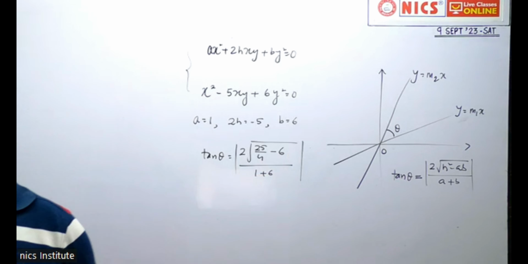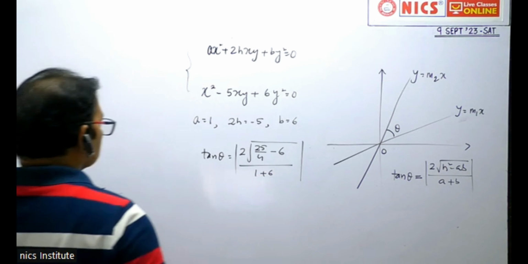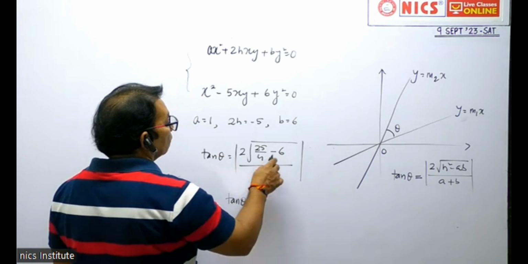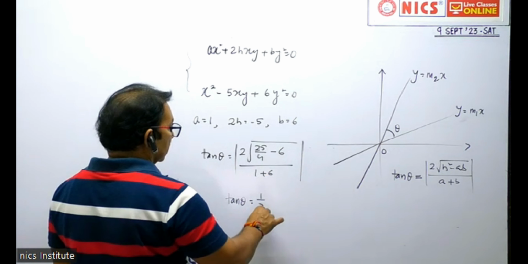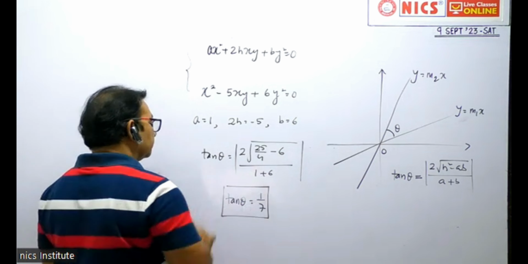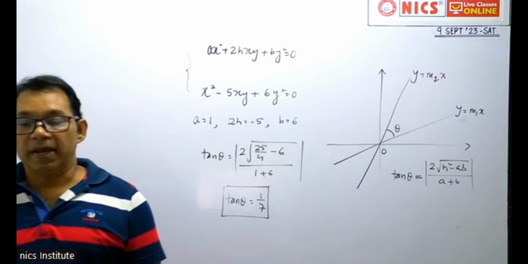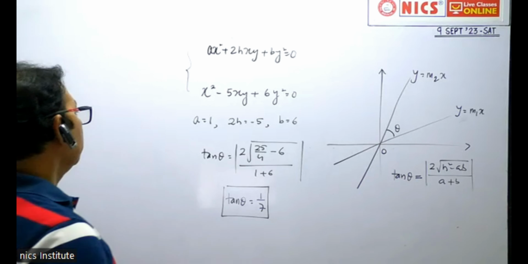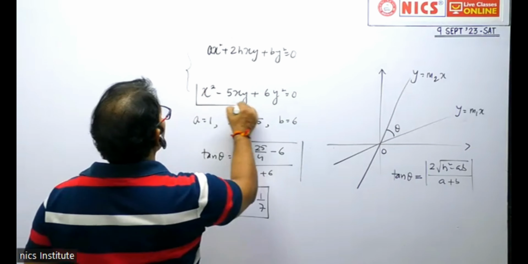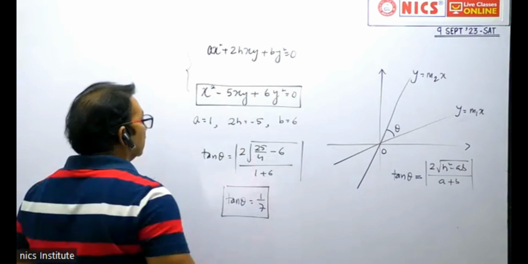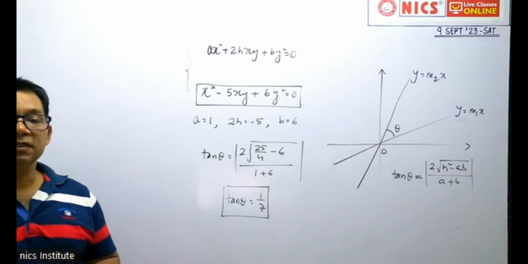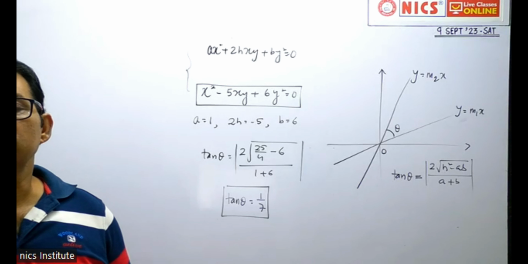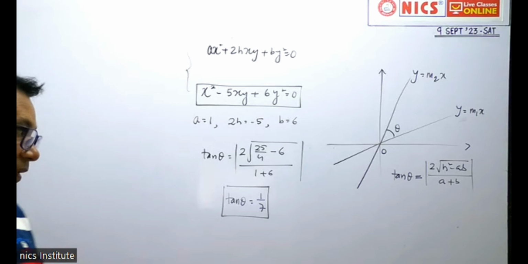Right? What is tan theta coming out to be? It would be 1 by 7. The angle between these two lines, whose combined equation is this, is tan inverse 1 by 7. The angle between these two lines is tan inverse of 1 by 7.